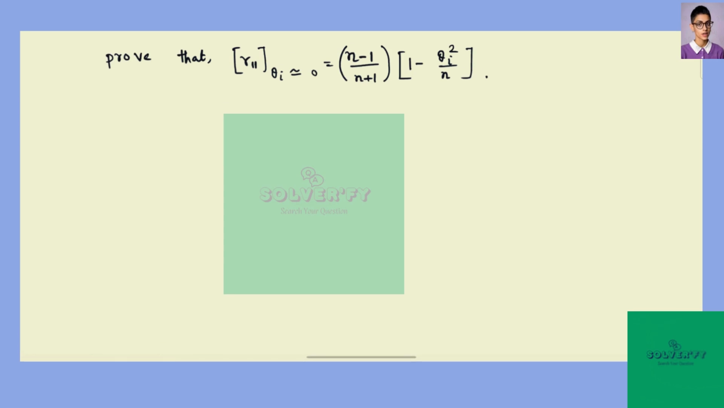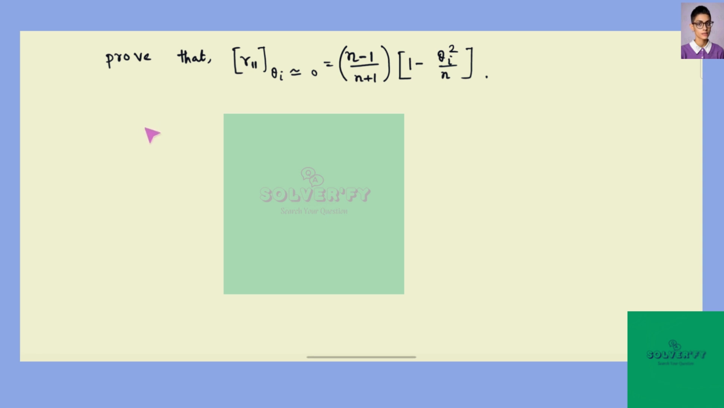In this question, we have to prove that for nearly normal incidence, the value of R parallel is equal to (n minus 1)/(n plus 1) times (1 minus theta I square by n), where theta I is the angle of incidence, n is the refractive index of the transmitted medium, and the incident medium of light, we can take it as air medium having refractive index 1.